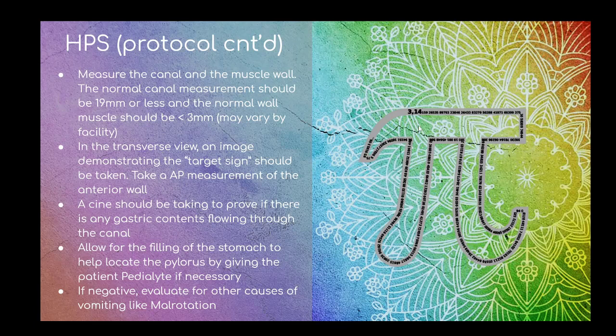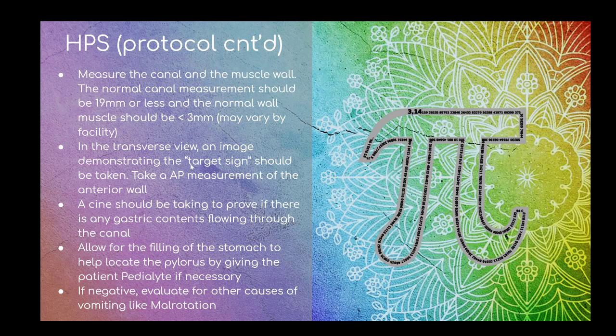And then for your boards and your test, you can remember longer than 14 millimeters is considered positive for the canal, but some places do use up to 19. So we get that pi part here for 3.14. That helps us to remember 3 millimeters for the muscle and 14 millimeters for the canal.